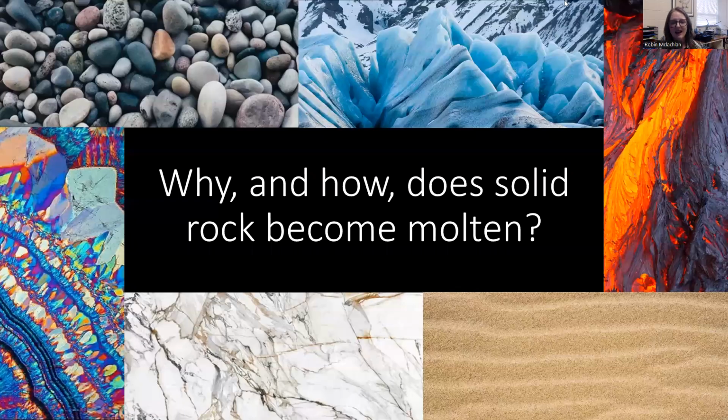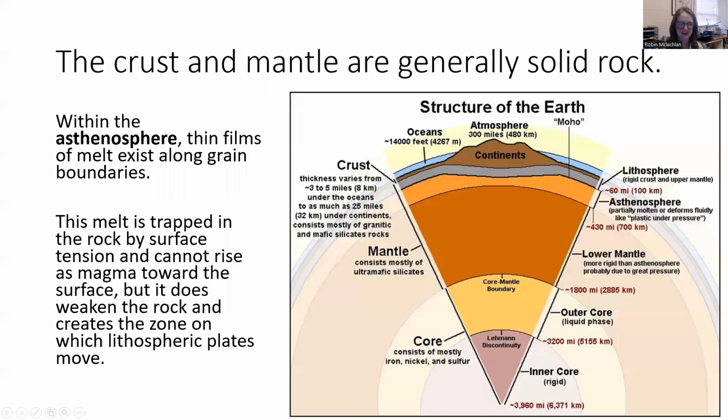Why and how does solid rock become molten? We've talked about magma being there. Well, why is it there? Right? Now, within the asthenosphere, thin films of melt exist along the grain boundaries.